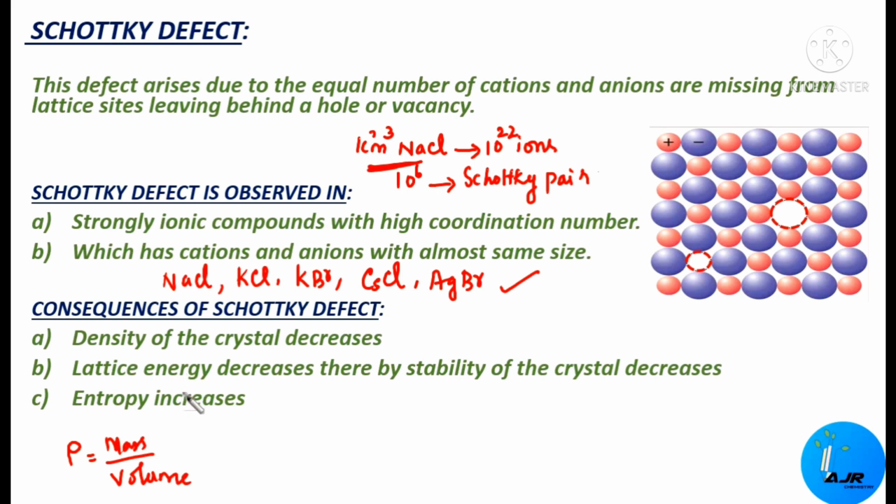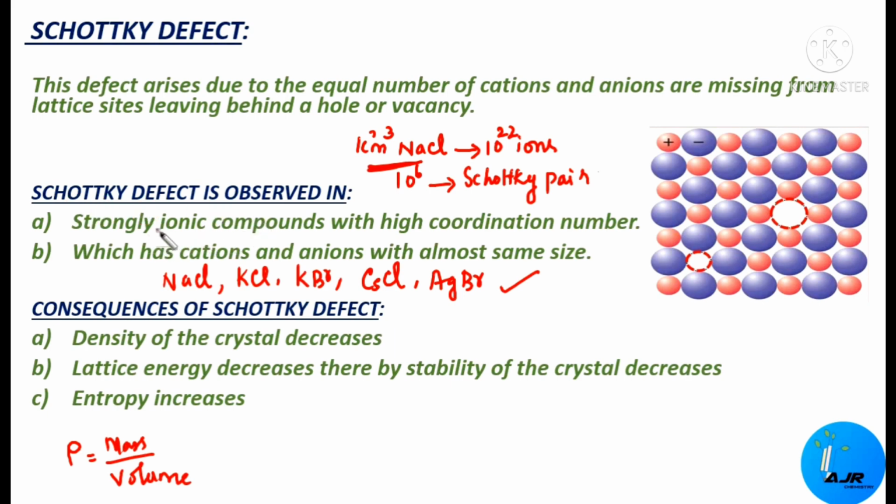So stability obviously depends upon the magnitude of the lattice energy. If less energy is required, obviously stability also decreases. If lattice energy decreases, stability decreases. Understood? The next one is entropy. Due to the missing of ions, randomness increases. Whenever randomness increases, entropy increases. So due to the missing ions, we can see randomness in the crystal, and automatically entropy increases. Understood, students?